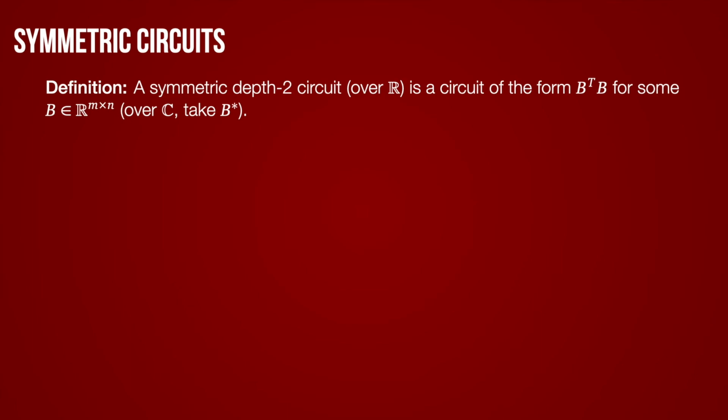But I want to move on to talk about the results for restricted types of depth-2 circuits, and as an example I will discuss the model of symmetric circuits. So recall that depth-2 circuits correspond to factorizations into a product of two matrices, and a symmetric depth-2 circuit is a circuit of the form B transpose times B. This is over the real numbers. Over the complex numbers it's more natural to take the conjugate transpose.